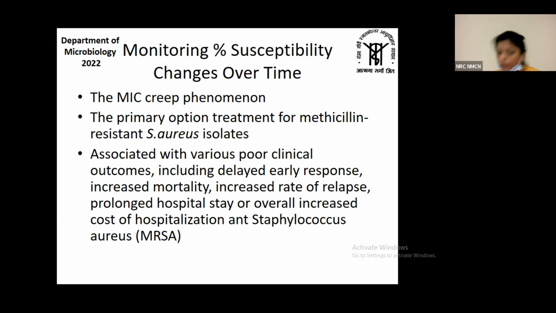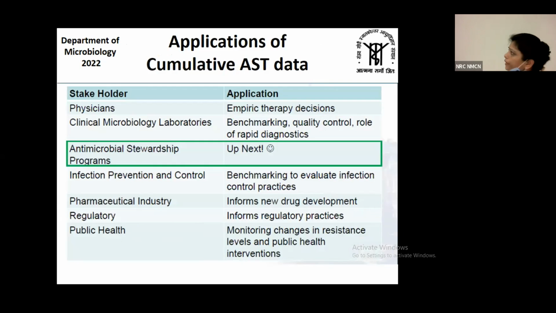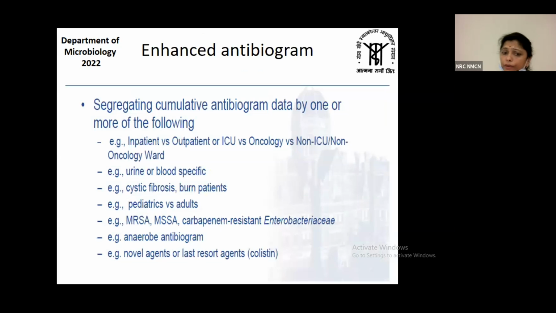This is associated with poor clinical outcomes, delayed response, increased mortality. There are many studies on this, that if this creep phenomenon has occurred in MRSA, it has led to increased MRSA. There is so much literature in the West regarding MRSA. In fact, it is the most important gram-positive pathogen associated with nosocomial infections. We can also monitor the resistance trends over time. What are the applications of cumulative AST data? Empiric therapy decisions, quality control, hospital antimicrobial stewardship program, infection prevention and control, and others. I'll not go into the details.